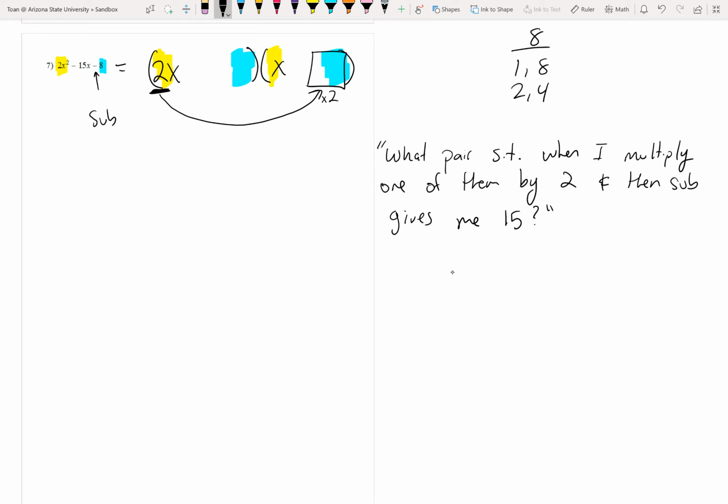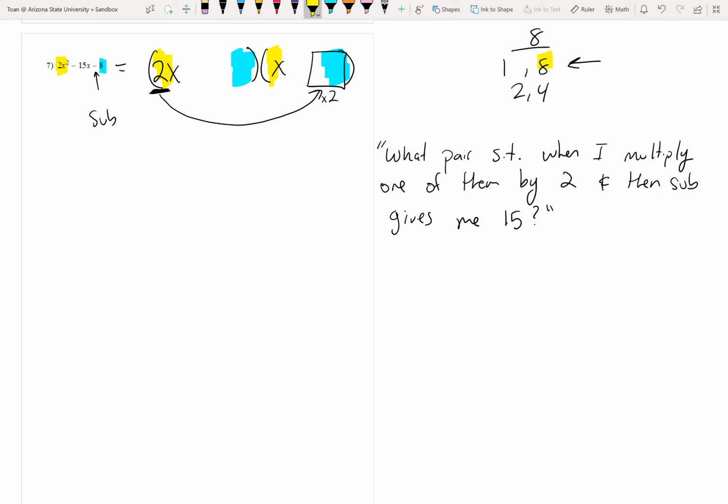And there's no real way about it. You just have to try them all. Guess and check. You've got to put some work into it. So I don't know what the answer is, so I'm just going to go ahead and guess the first one. Let's multiply the 1 by 2 and subtract. 1 times 2 is 2. Subtracting the 8 gives me -6. That's not what I want. Try the other one.